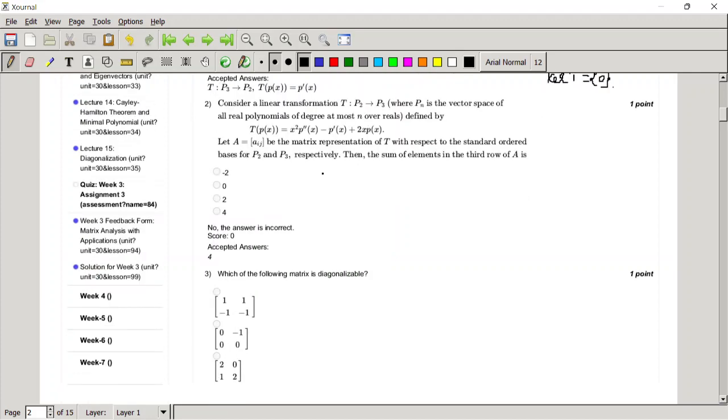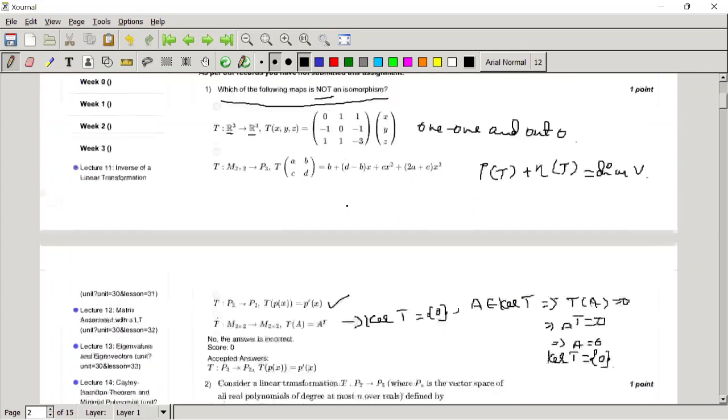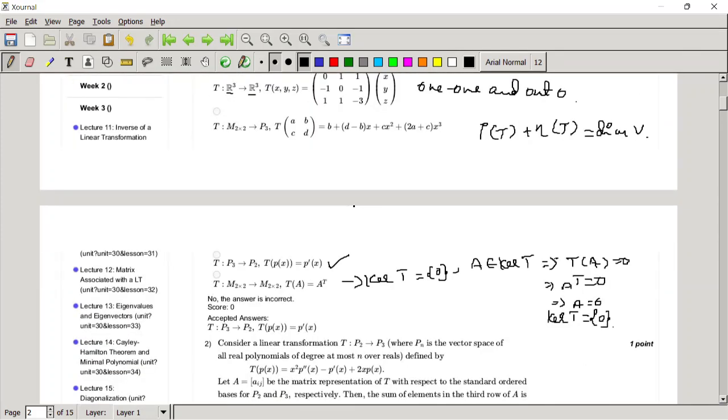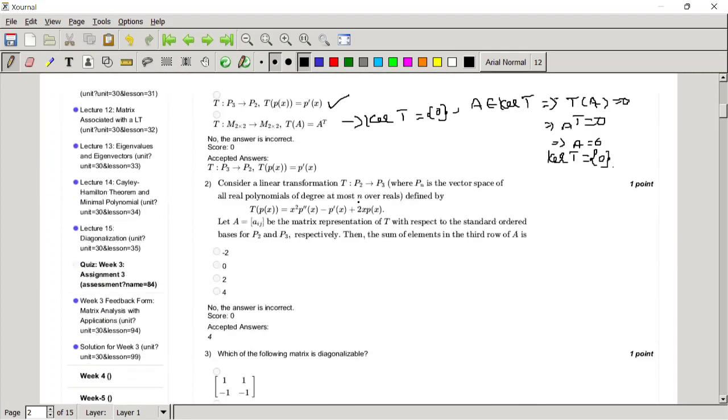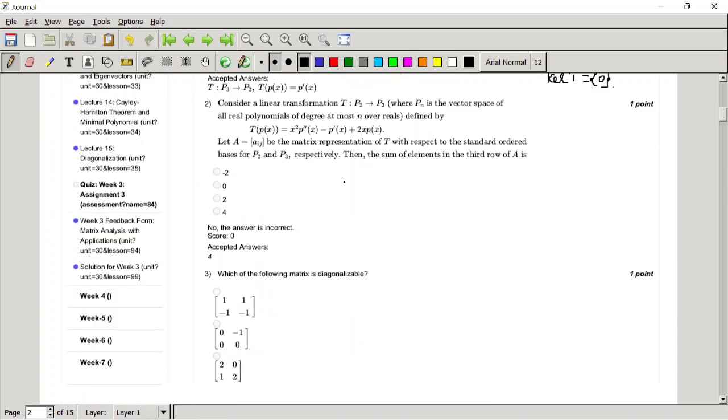So the second problem. Okay. Do you still have any doubt here? Otherwise, I will proceed with the second problem. Okay. I hope nobody has any doubt.